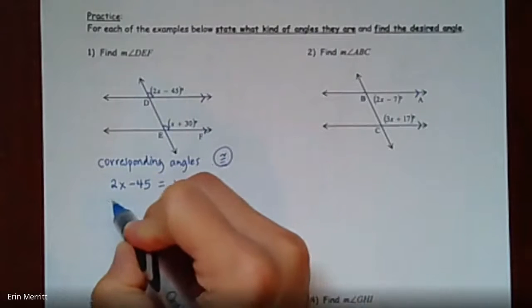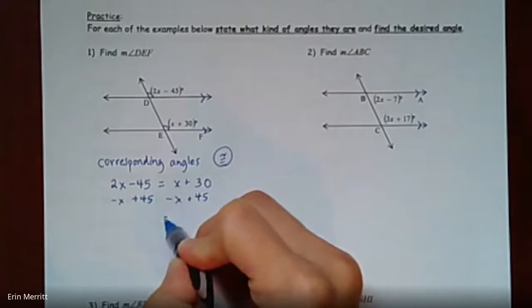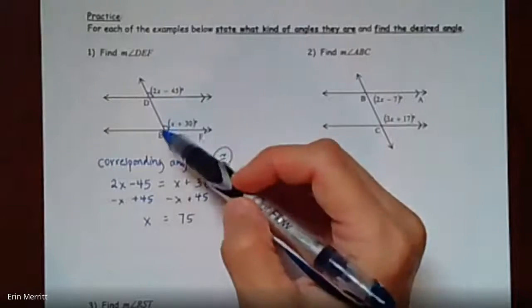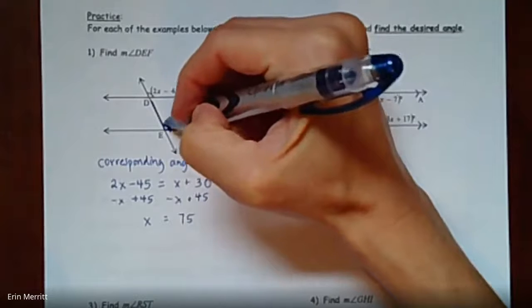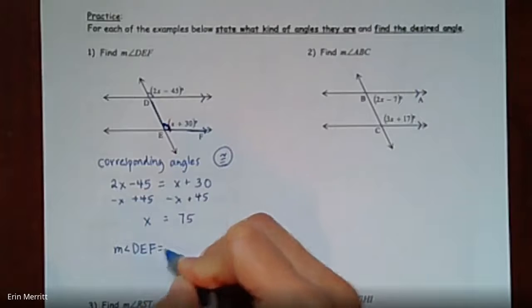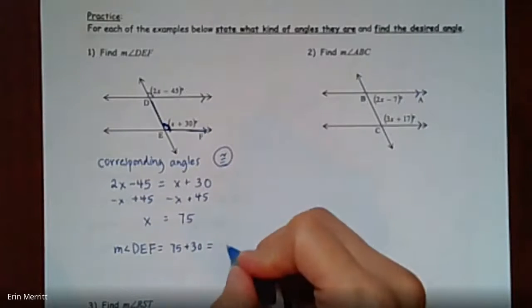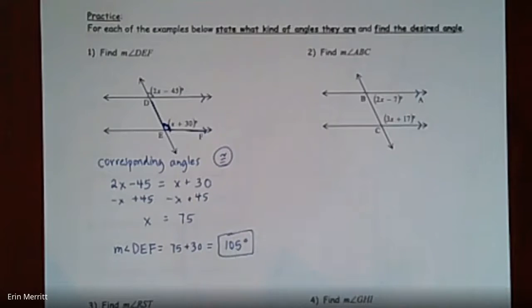So we can subtract x over, and at the same time I'm going to add the 45. I end up with x equals 75 right here. The final part is it asks you to find the measure of angle DEF. When you trace that out, DEF is this one right here. So the measure of angle DEF is equal to x plus 30. So 75 plus 30 should be 105 degrees. That's my final answer for that one.